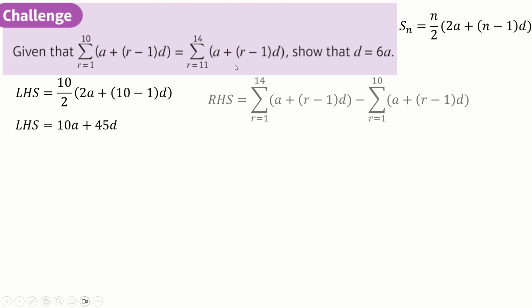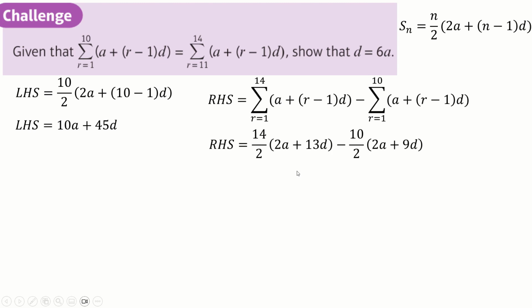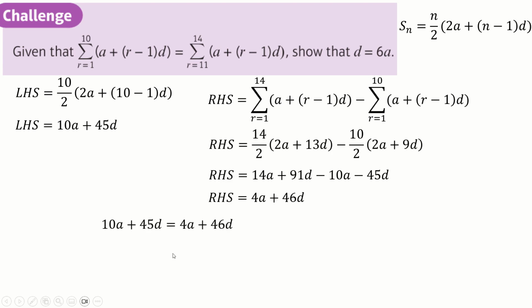And then do the same with the right-hand side, except the right-hand side you need to go from 1 to 14, and then from 1 to 10, and take away, just so you're left with 11 to 14. So this is just the same formula, but with n is 14 and n is 10, and this take away this. Simplify that up a little bit. Eventually you get something that looks a bit like that. And now, of course, apparently those two things are equal, so we set this equals that. And take away 4a, take away 45d, and you end up with what they wanted you to get.